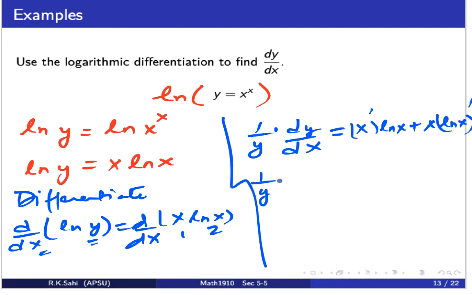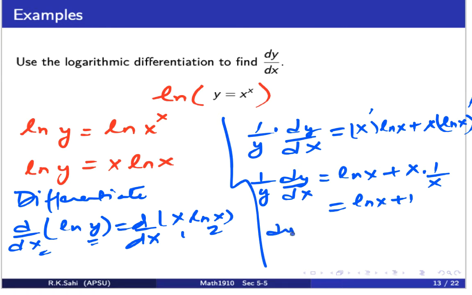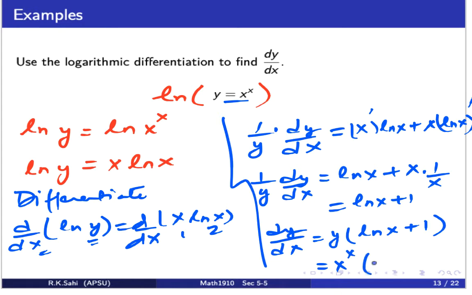So this is 1 over y times dy by dx equals natural log of x, because differential of x is 1, plus x times differential of natural log of x, which is what? 1 over x. So you have natural log of x plus 1. Remember, you have to solve for dy by dx, which is y times natural log of x plus 1. Remember, change the y in terms of the x, because that's where the original problem started. So dy by dx is x to the power x times natural log of x plus 1.